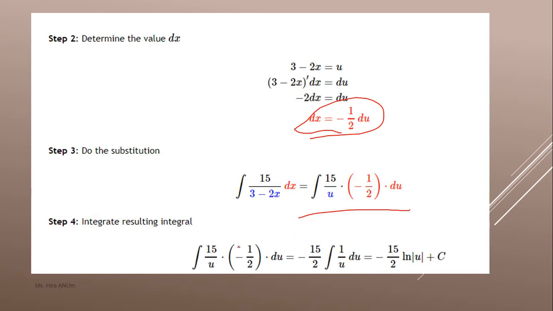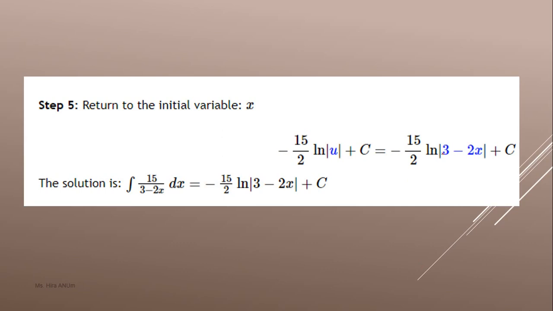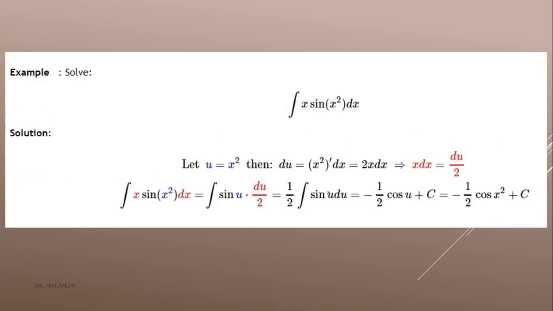Now minus 15 over 2 is a constant, so we take it outside of the integral, and it becomes the integral of 1 over u du. The integration of 1 over u is ln u. Now you can put the u value, which is 3 minus 2x, so our answer is this plus c.